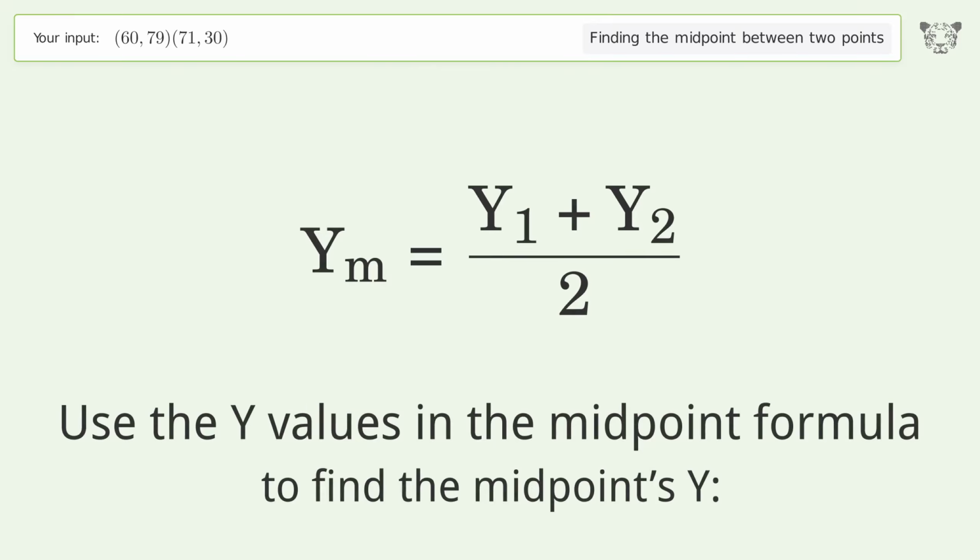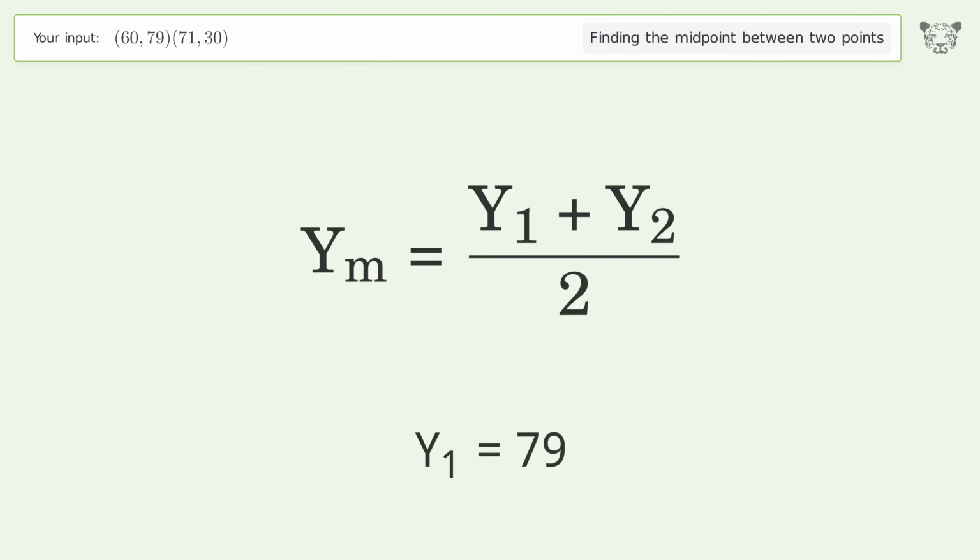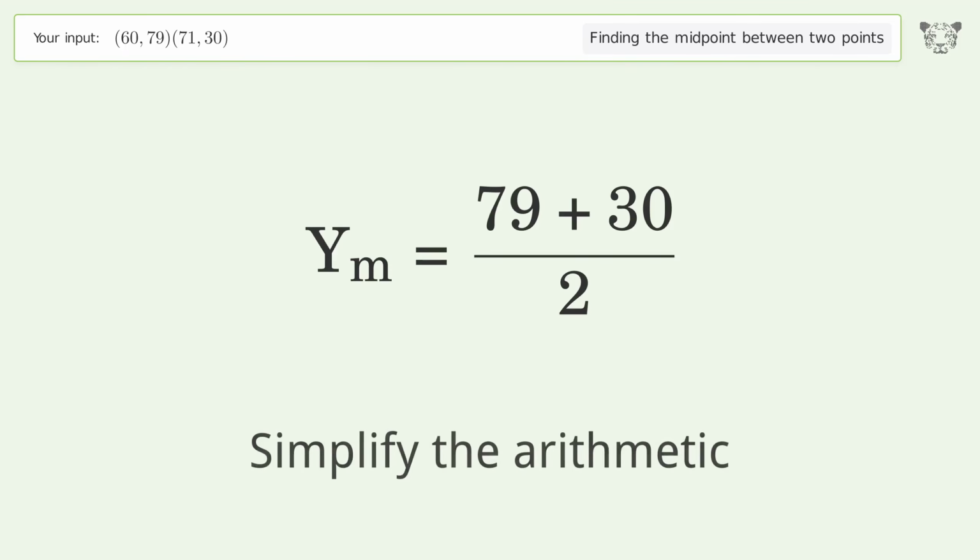Use the y values in the midpoint formula to find the midpoint's y. y1 equals 79. y2 equals 30. Simplify the arithmetic.